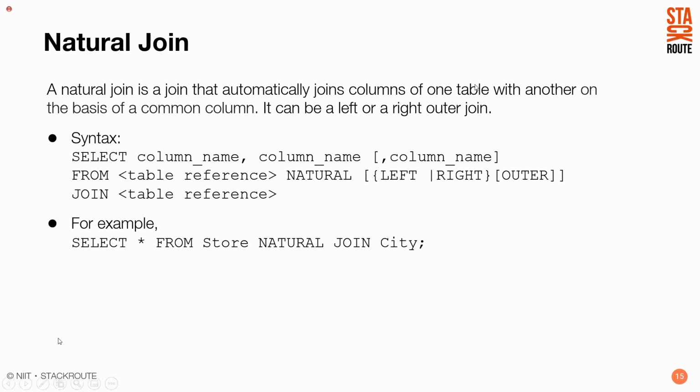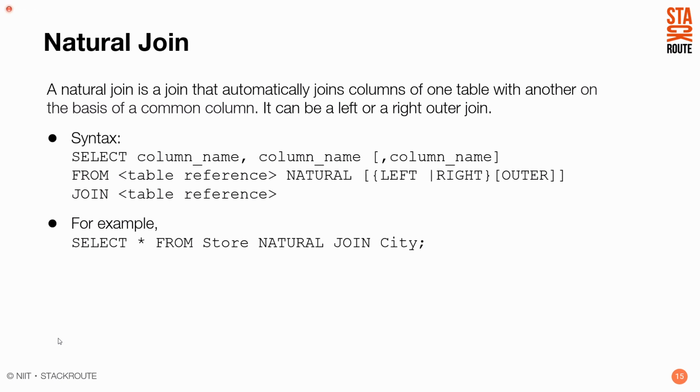So guys, listen. Next type of join is natural join. Natural join is a join that automatically joins the columns of one table with another on the basis of a common column. It can be a combination of left or right. So you need not use the ON reference. Guys, listen. Select star from first table, join second table. That's it. You need not give ON. By default, automatically, whichever column matches, it will match and display the output.